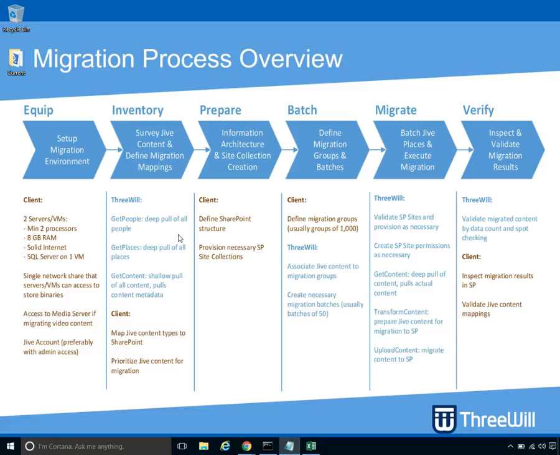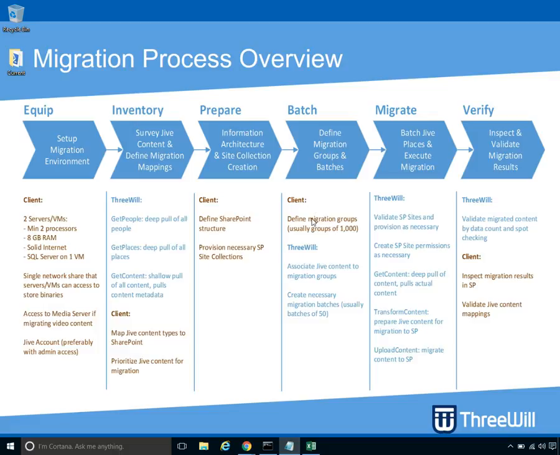Kind of moving on from there, we go in and we look at the output. We typically produce a spreadsheet as a result of this inventory phase, and we transition into the prepare phase where we actually go in and define, okay, what is the SharePoint structure? What should it look like based on what we see in the spreadsheet? Do we need to provision any site collections? Are there any managed paths we need to be aware of? Kind of do the basic design of what the SharePoint environment is going to look like, really leveraging the inventory that we pulled in the previous step.